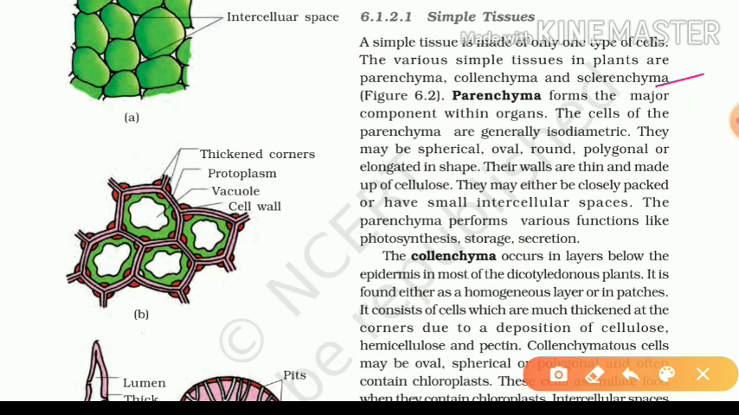Parenchyma forms a major component within the organ. I had told you earlier, it is a major component of the organs. Organs are generally made up of parenchyma cells. They are generally isodiametric in structure. You may observe in this picture, which shows isodiametric or maybe oval cells. Some are oval, some are polygonal and some are elongated in shape. A parenchyma tissue will be like that.